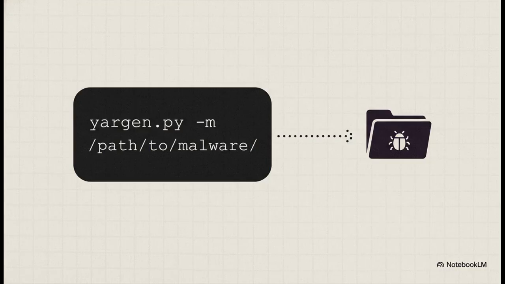Running it is super easy. You just use the command yarGen.py with the -m flag. That just stands for malware path. And then you point it to the folder where your malicious file is. In our case, the file is called junkfilescleaner.exe.